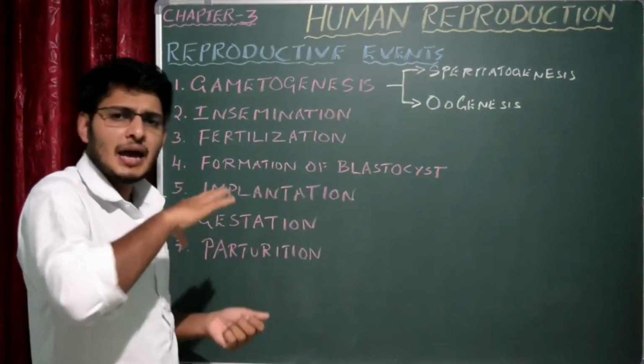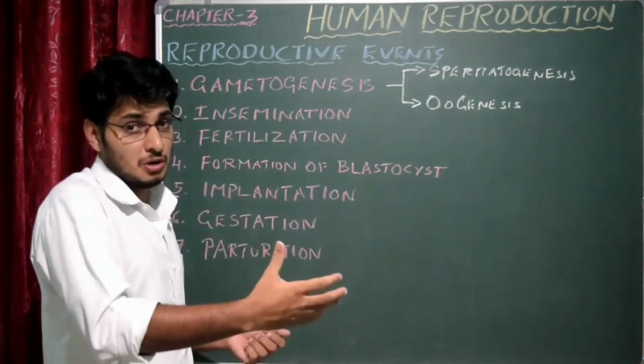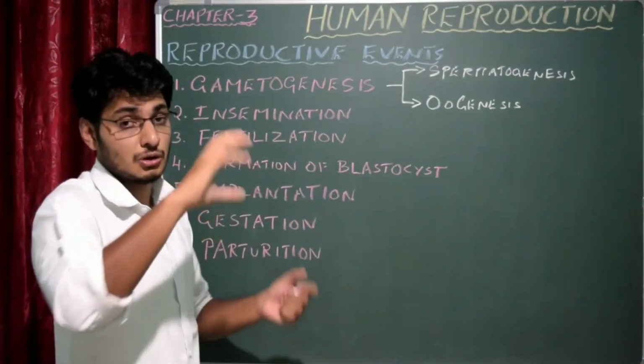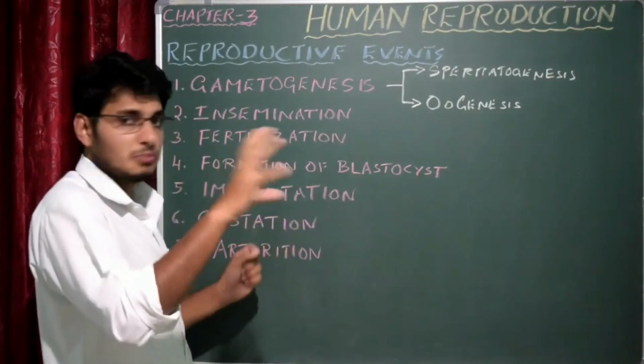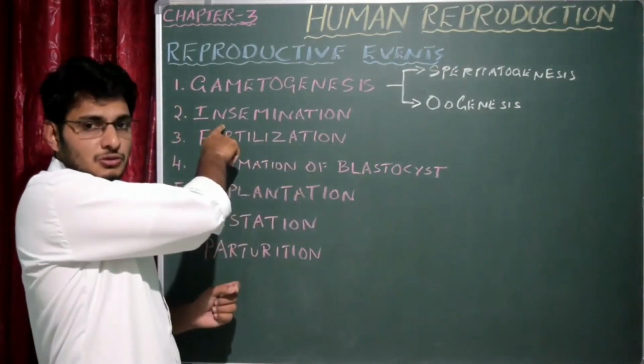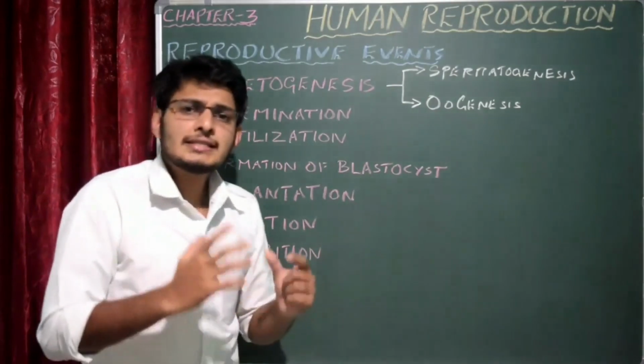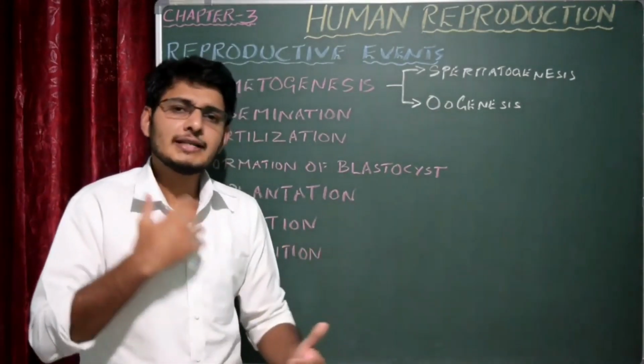And now once the gametes are produced, it could be a sperm or the ovum, whatever it is. I'm talking about sperm now. Insemination occurs. What is insemination? See, during sexual intercourse, we also call it coitus.